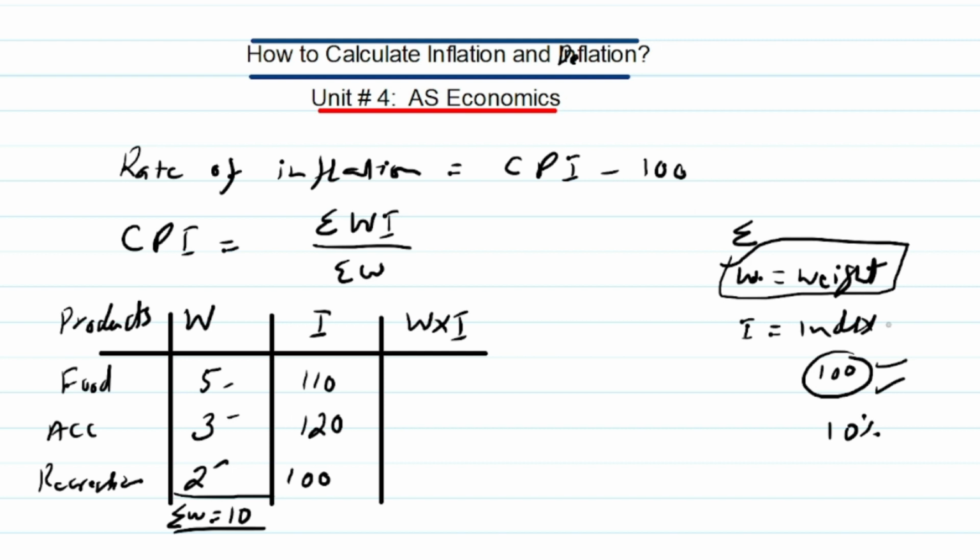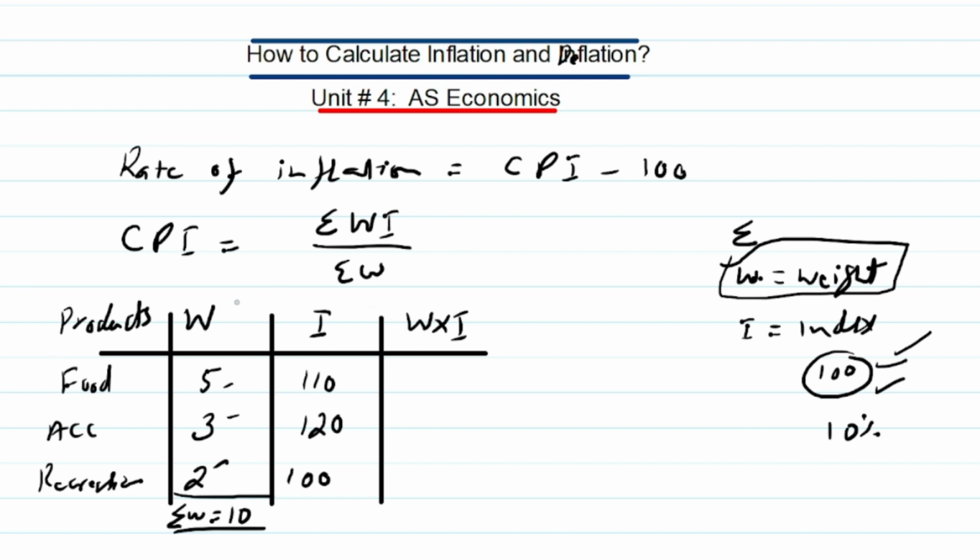Okay, so if there is a decrease in the price of a certain thing, then we will deduct it from 100. For example, if the price of food decreases by 5%, then the new index must be 95, right? So here we are assuming that there is a 10% rise in the price of food.